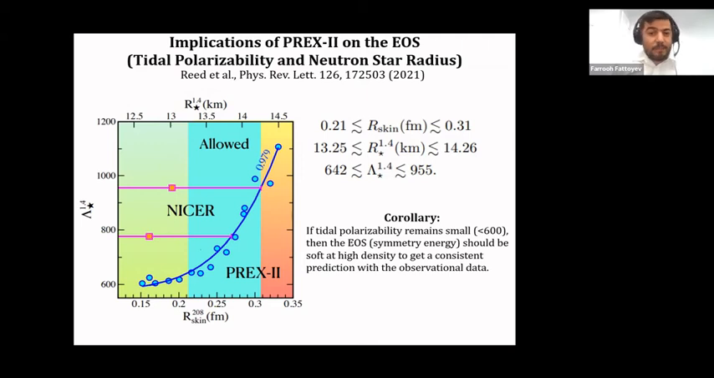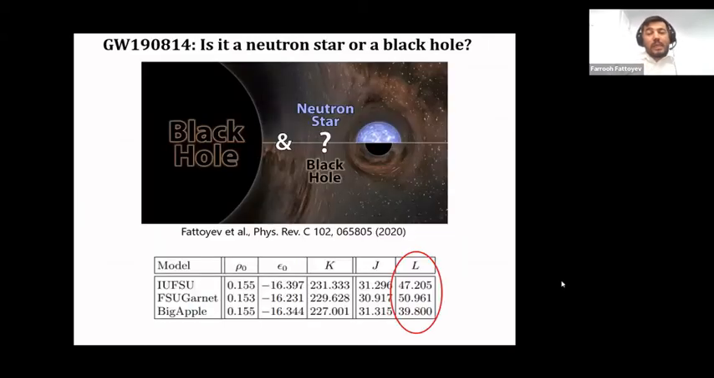tidal polarizability. And there was a recently discovered binary system in which one of the objects was very small. It is a 2.6 solar mass compact object. The question now is, of course, if it is a neutron star, for example, can we come up with a model that agrees with all experimental data and also observational data?